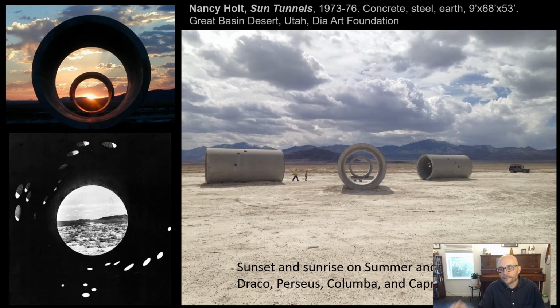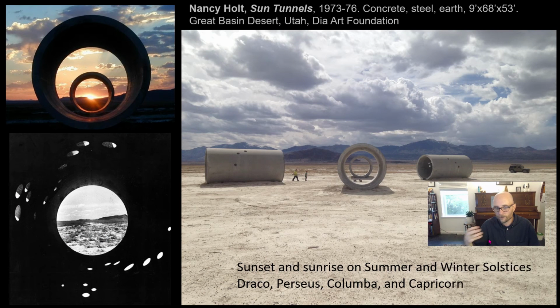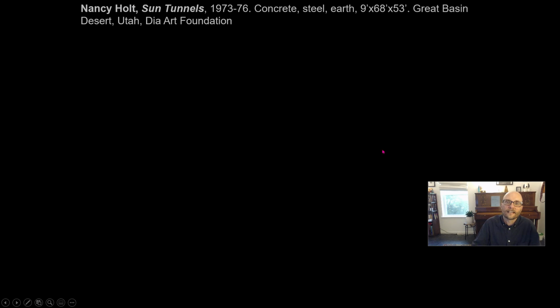She also created a large work out in the desert in Utah called Sun Tunnels, which relies on space and time. These large concrete cylinders line up with the summer solstice once again. You can see at sunrise and sunset they line up. But also there are holes on the side, and these line up with different lunar cycles of the moon, and also at certain times of the year, different constellations. The stars will appear exactly lined up with those holes in the side. So I think that's fascinating stuff.